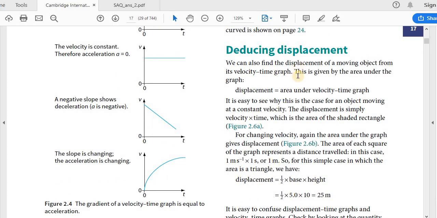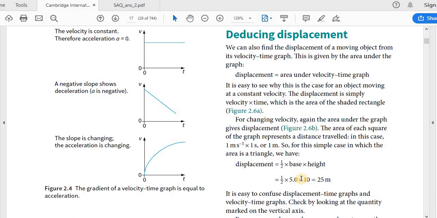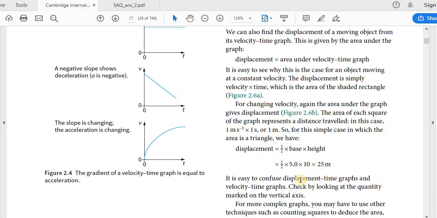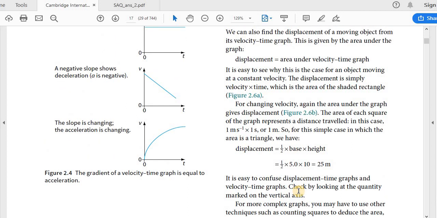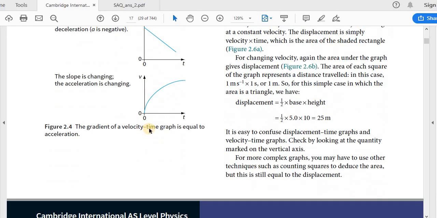Okay, then about deducing displacement, I mentioned earlier the displacement is the area under the line, or we can also say the area between the line and the x-axis, because if the line is in the negative y-axis and the positive x-axis direction, then you will get a negative area. That will be above the line. Okay, so it has to be between the line and the x-axis.